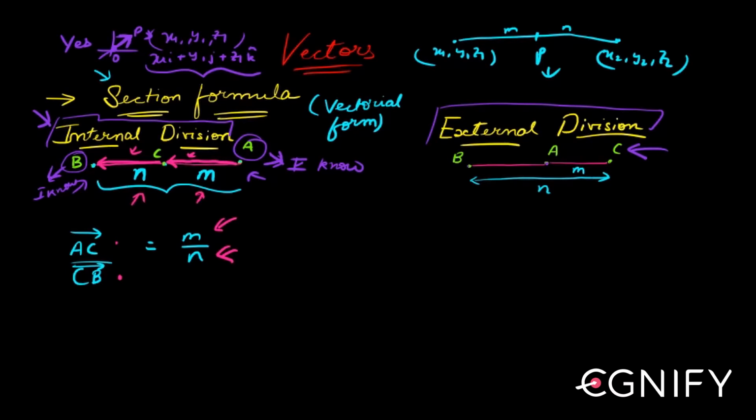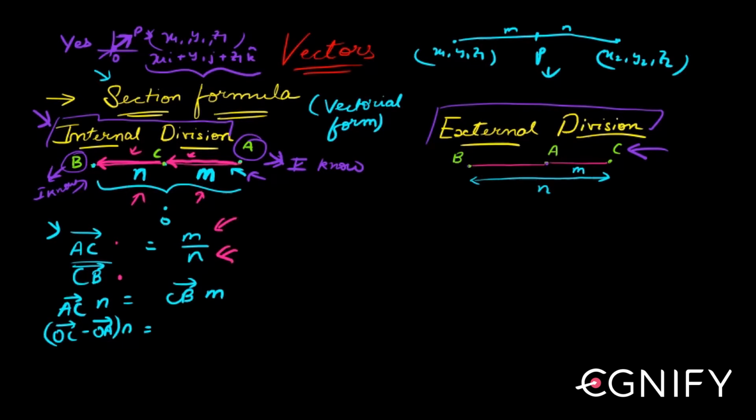M is to n. If this m is huge, that means this pink line will have a greater length, and that will be reflected in this ratio. So with this ratio, we can actually proceed. AC bar into n is equal to CB bar into m. Now, AC bar can be written as OC bar minus OA bar. We have already seen this in the previous video. This is nothing but the vector joining 2 points.